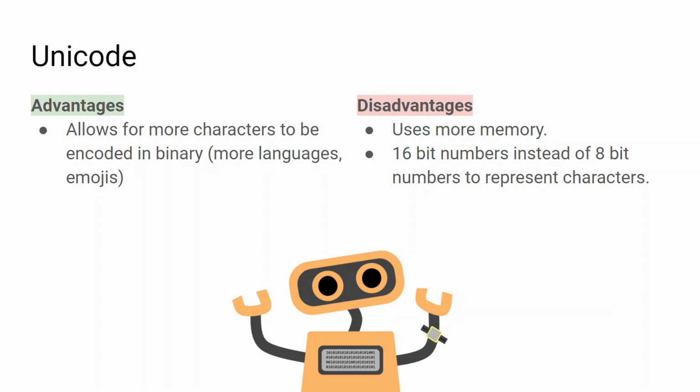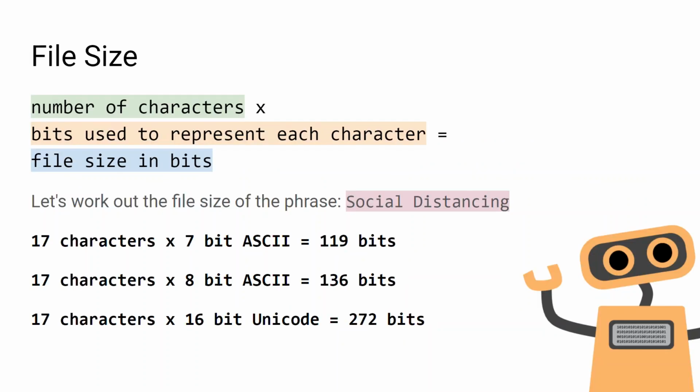You might be asked to work out the file size of some text. The formula is the number of characters times the number of bits used to represent each character, so it's important to pay attention to which ASCII is being used. Let's say we're trying to work out the file size of the phrase social distancing. You count up all the characters, including the space as a character. That's 17 characters times, let's say we're using 7-bit ASCII, 7. 17 times 7 gives us 119 bits.